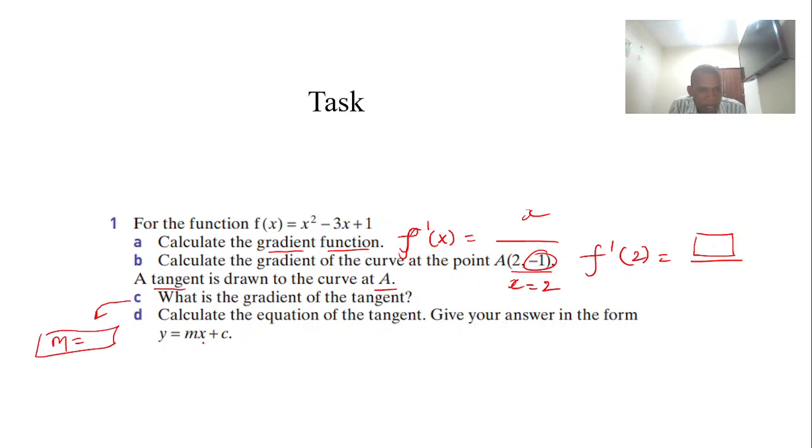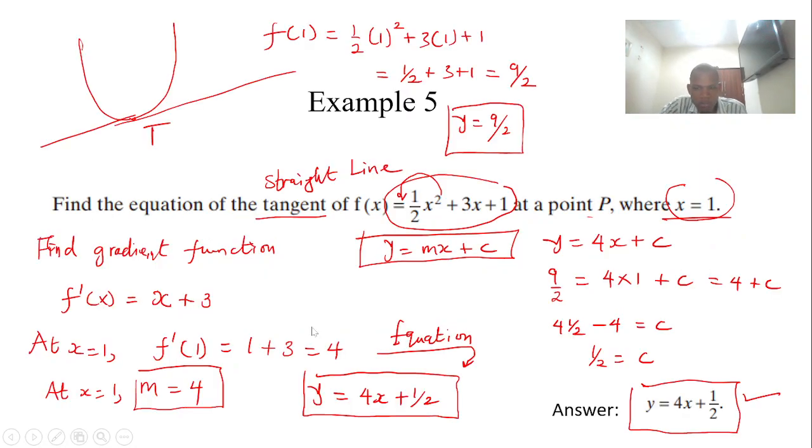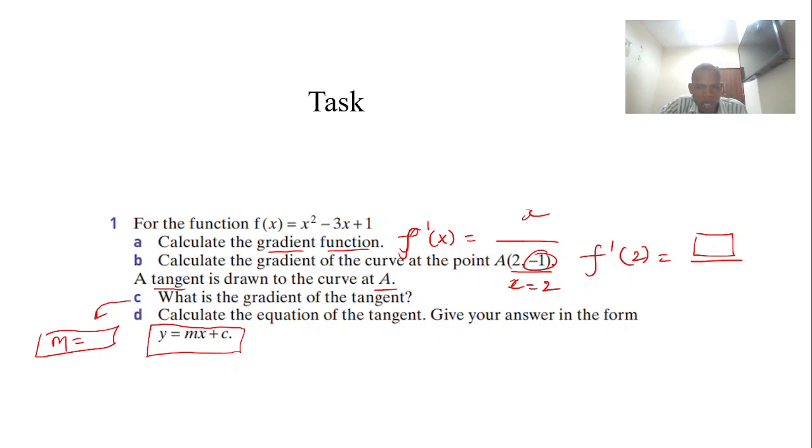Then this says calculate the equation of the tangent. Give your answer in the form y equals mx plus c, of course, because it's a straight line, right? So you can use this approach I used here the same way to get your equation, okay? So now please solve it. You can post your answer as well in the comment section, please. I'm expecting to see those answers, okay?